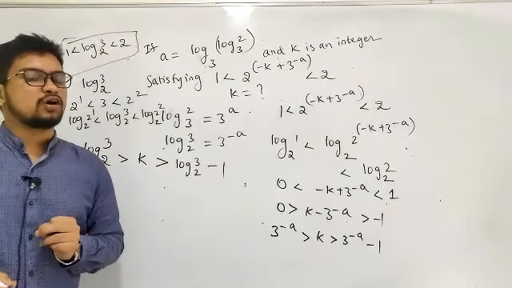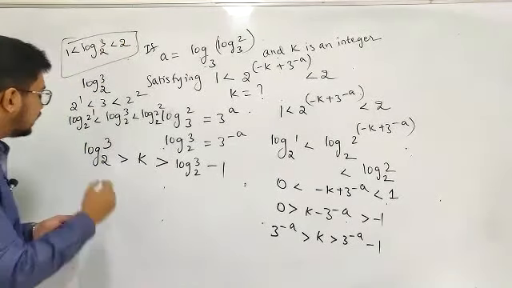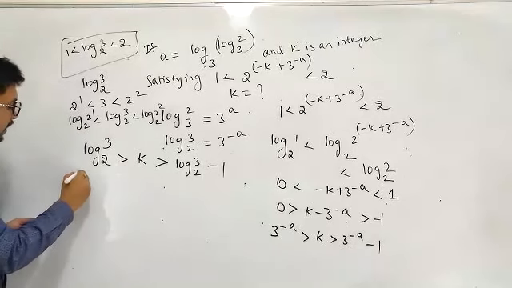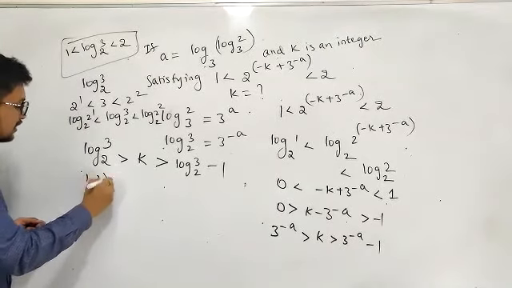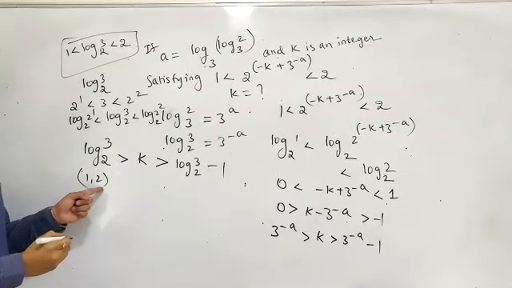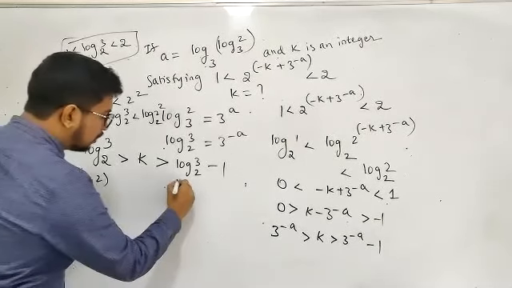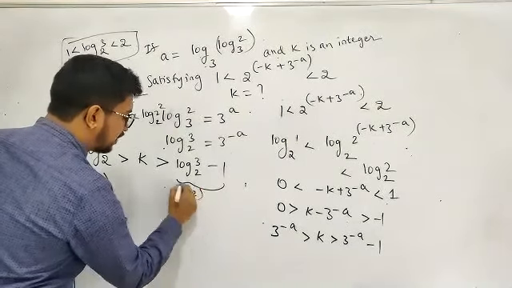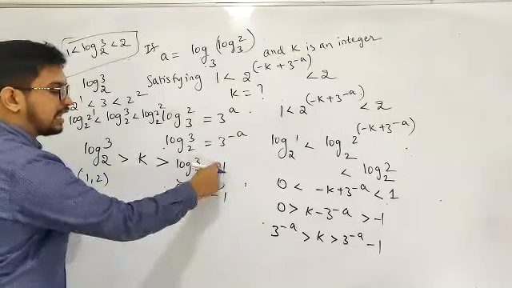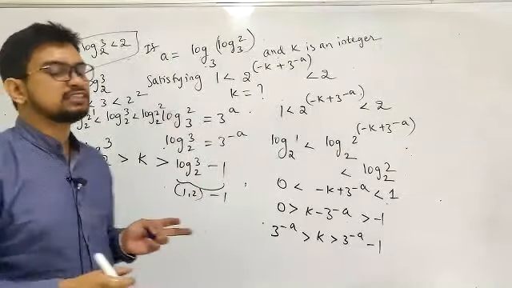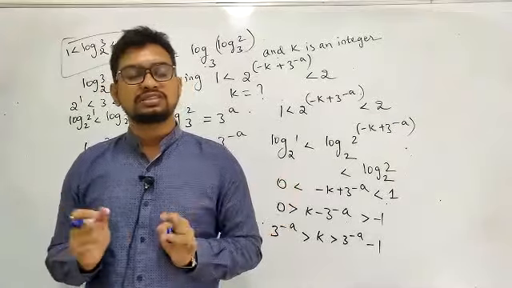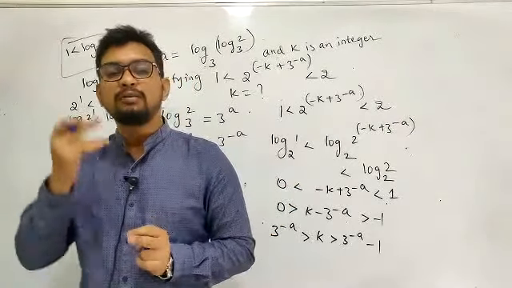1 is less than log 3 to the base 2 is less than 2. And log 3 to the base 2 is lying between 1 and 2. This lies between 1 and 2, and from this interval I am removing 1. For example, the rough value is 3 by 2. From that 3 by 2, I am removing 1.